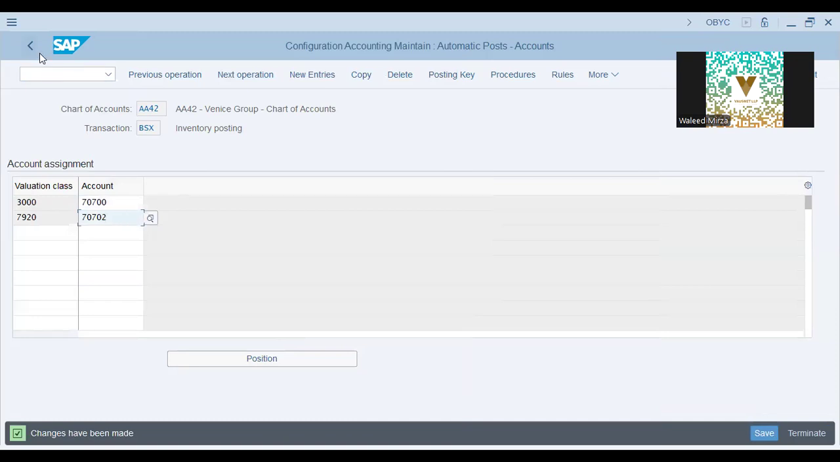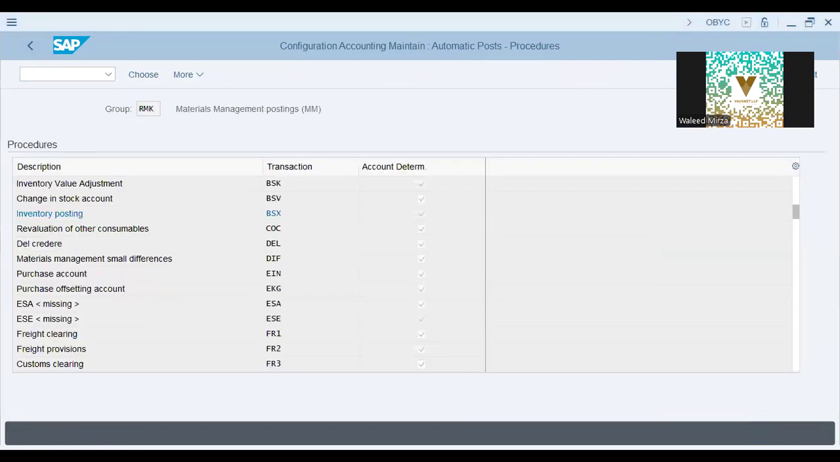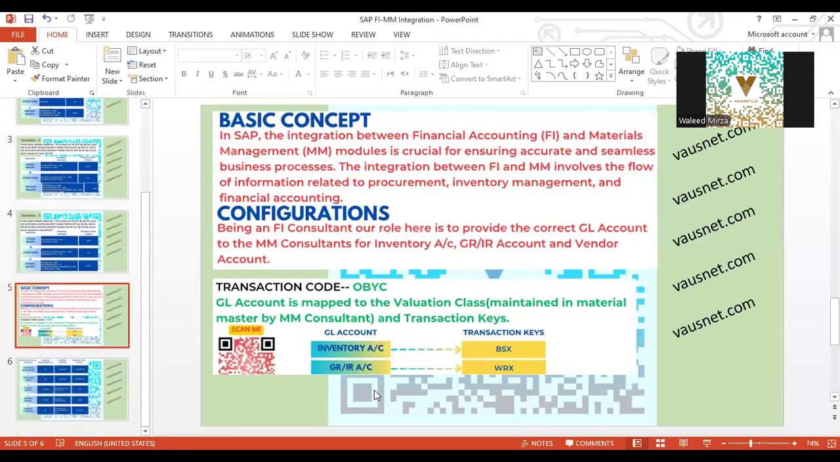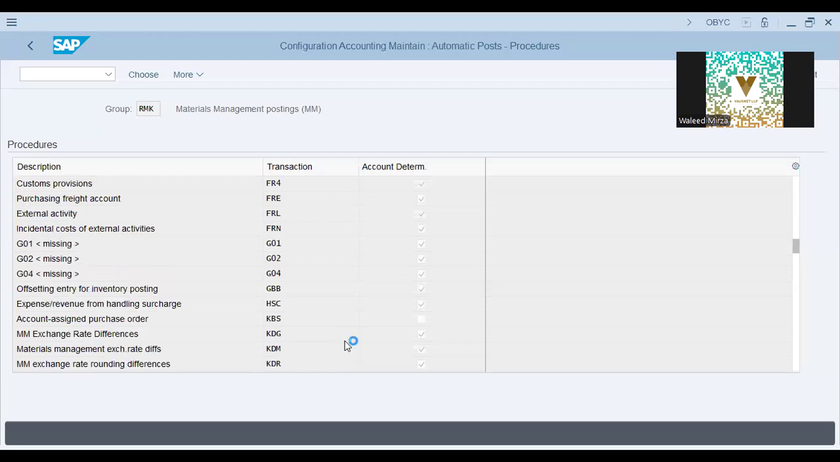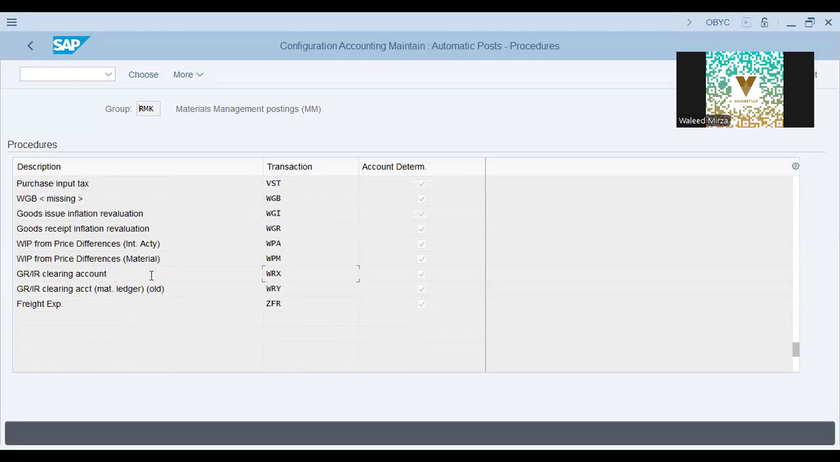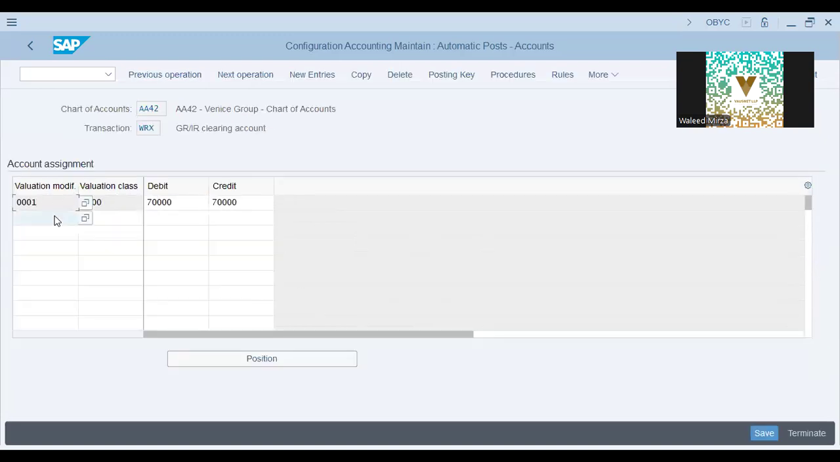70700, 70702, and if we talk about our presentation, where is it? Inventory account here, the GRIR account is WRX. WRX is the transaction. The WRX clearing account; clearing accounts are basically auxiliary accounts. And valuation modification and valuation class.